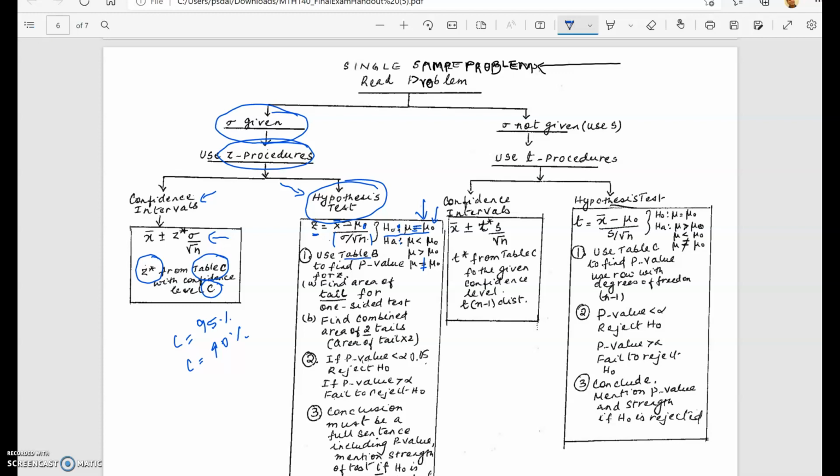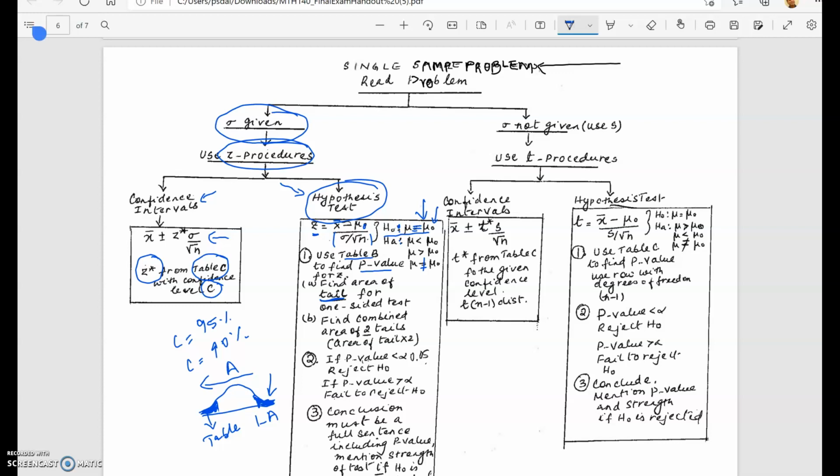It says use table B to find the p-value, find the area of the tail for a one-sided test. So the tail could be the left tail, which is basically the area from the table. So this is the table entry. But if we need to find the right tail, then we find the area to the left, everything to the left. Let's say that's the area from the table. You have to go 1 minus that area in order to find the area to the right. So that's how you find the p-value. P-value is the area of the tails.